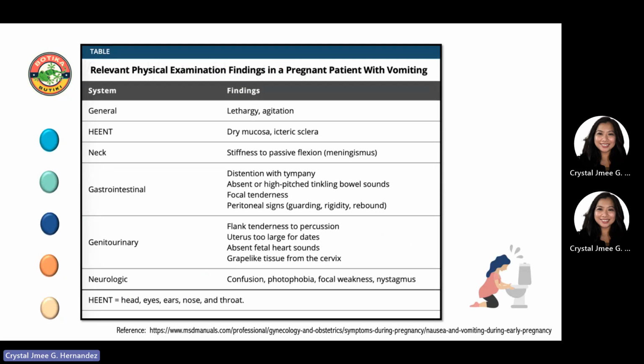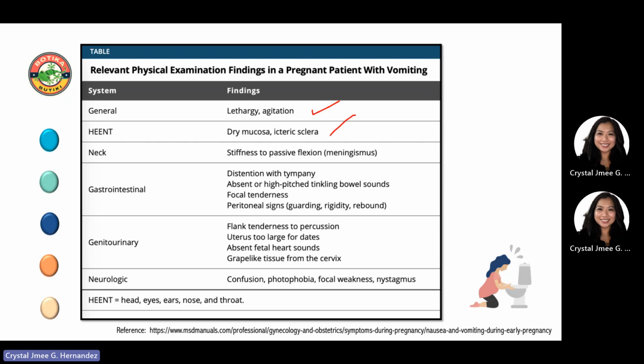Now, here are the recommended physical examination findings in a pregnant patient with vomiting. Normally, there's lethargy and agitation. There would be dry mucosa and icteric sclera, especially if there is hyperemesis gravidarum, leading to dehydration. There's meningismus, which is stiffness to passive flexion.